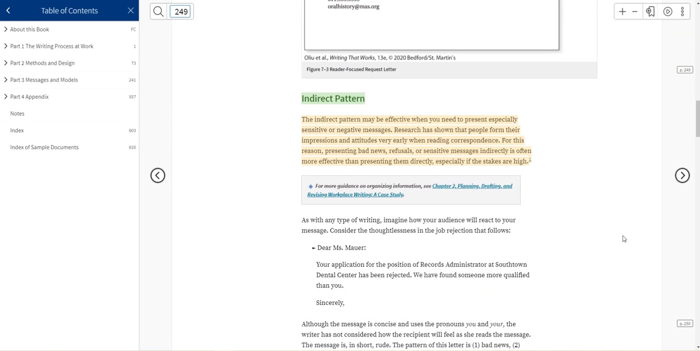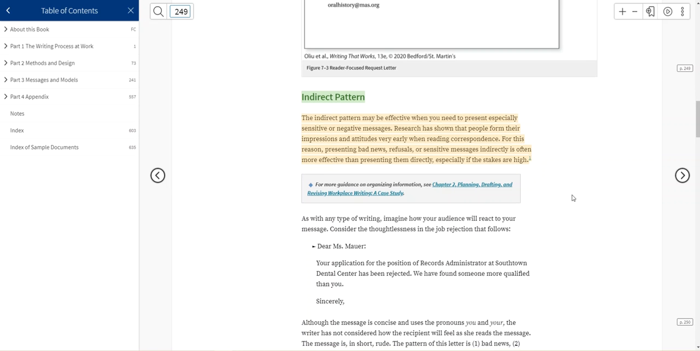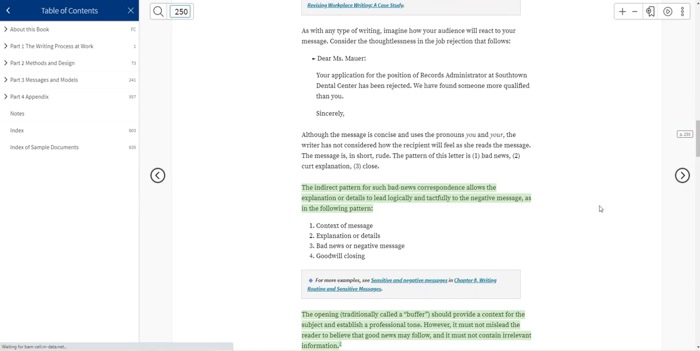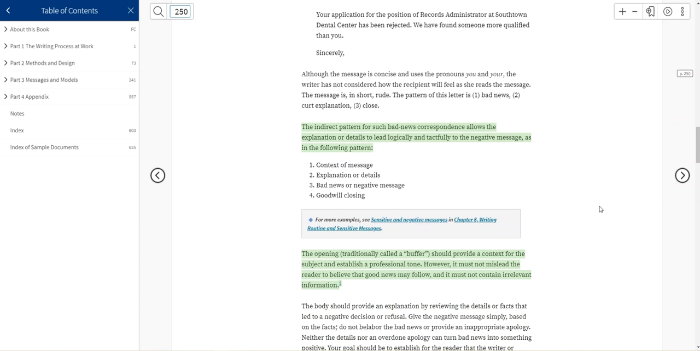Bad news. The complaint letter to Robert Mason about the shipment is really bad news. So you might want to think about the indirect pattern and providing the context for your demand that it be corrected, but yet establishing and maintaining a relationship, right? So think about how to go about your opening in an indirect pattern. The indirect pattern for such bad news correspondence allows the explanation or details to lead logically and tactfully to the negative message, as in the following pattern.